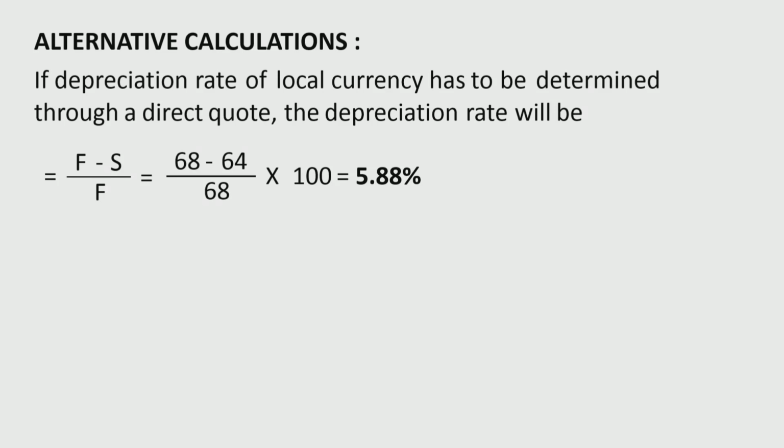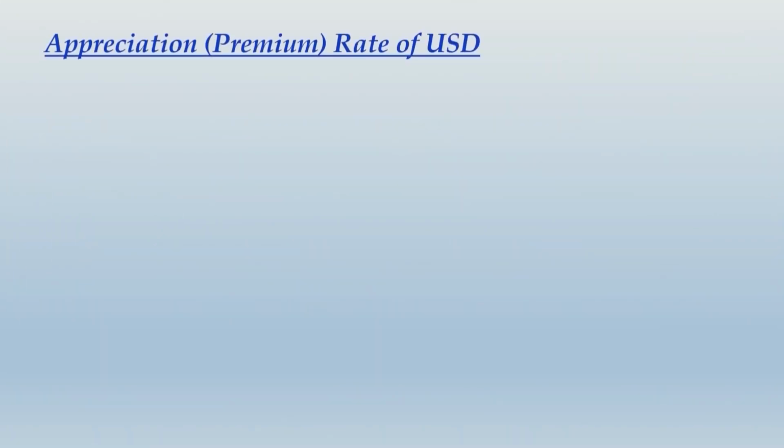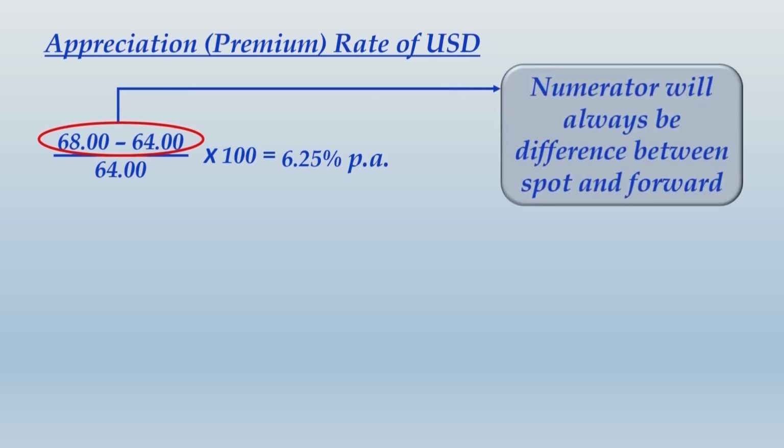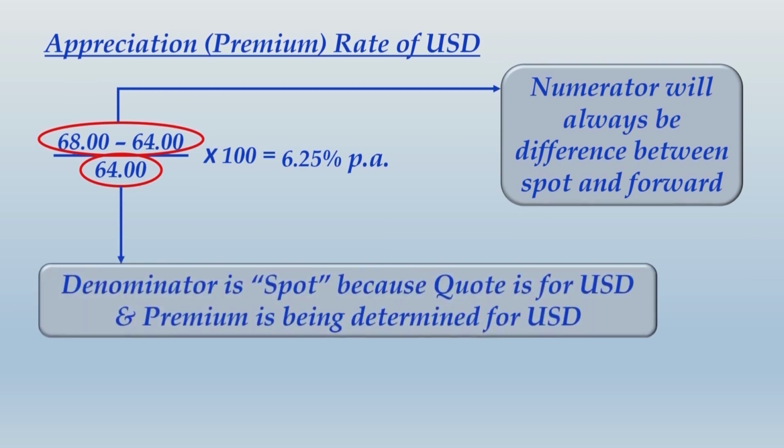Alright friends, let us move ahead and let us see how to apply straightforward calculations that will be required in examination. So, in a question like this, appreciation or premium rate of USD can be determined by simply taking 68 minus 64 divided by 64 into 100, and what you get is 6.25%. Observe one thing, in this calculation, the numerator part, it is 68 minus 64. You would write a small explanation for your understanding, that is numerator will always be difference between spot and forward, and then the denominator has to be taken care of. The denominator will be spot.